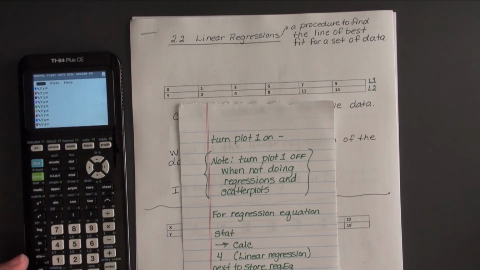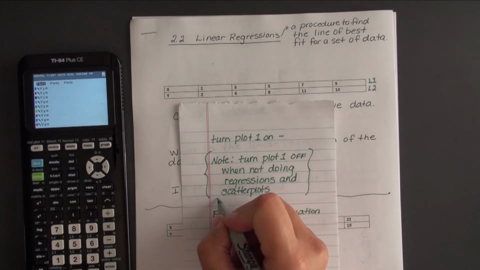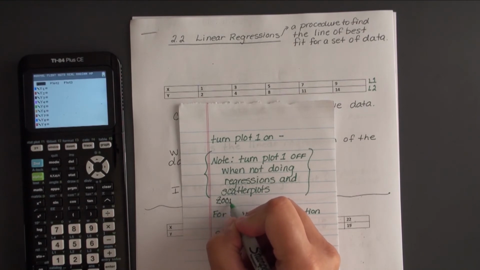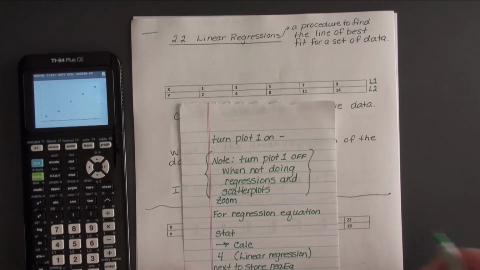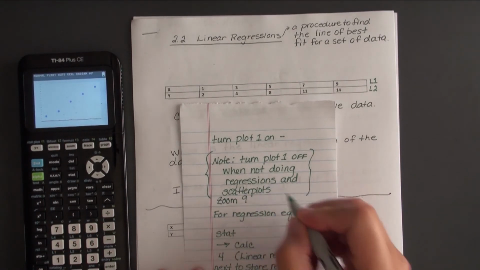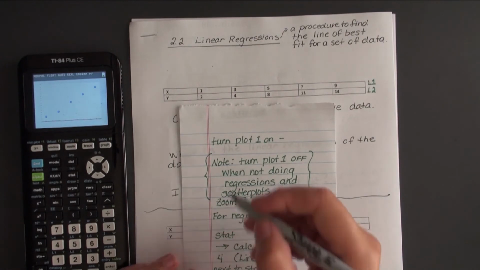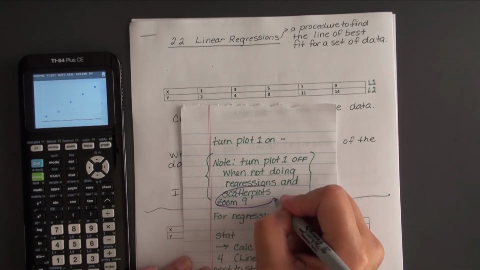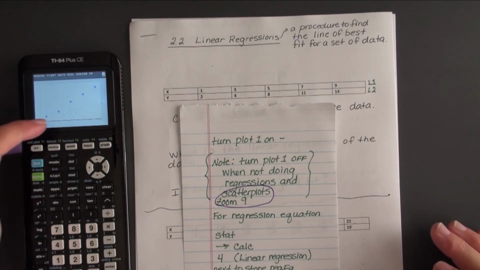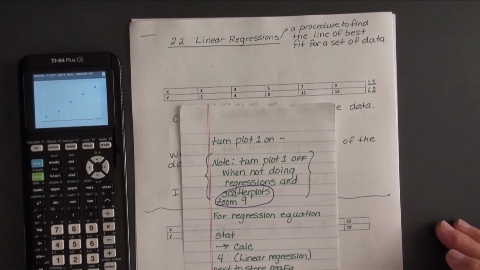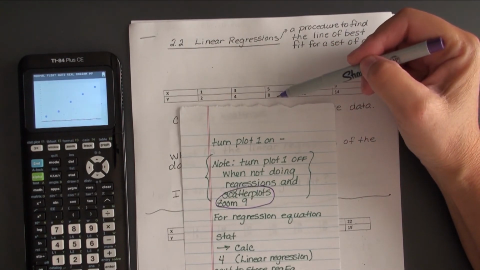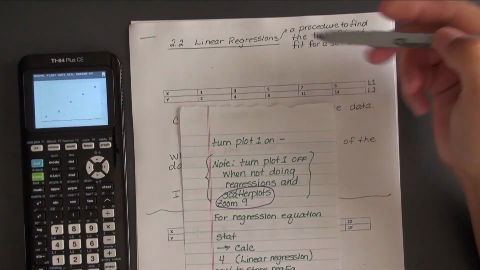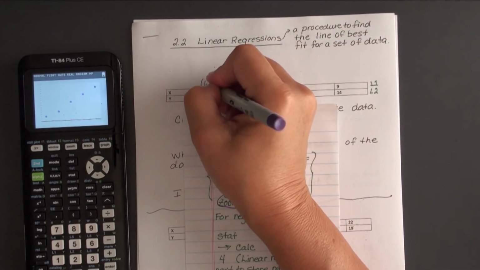Okay, so now I'm going to press Zoom 9. And that will give me the scatter plot, or the points that I have entered in. So that would be the points (1, 2), (3, 4), (5, 8), (7, 11), and (9, 14), if you think of them as ordered pairs.